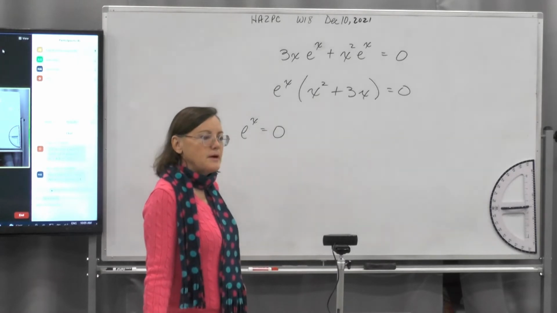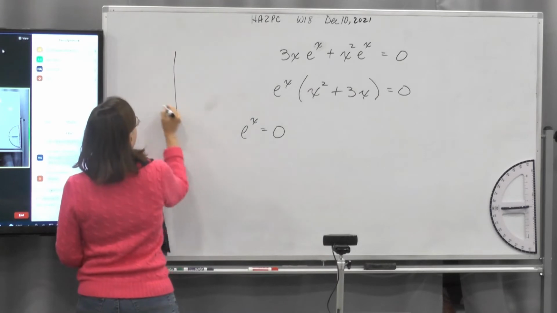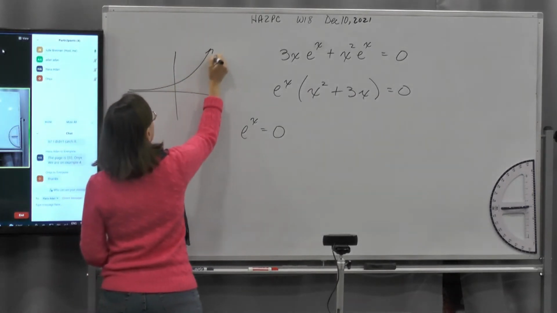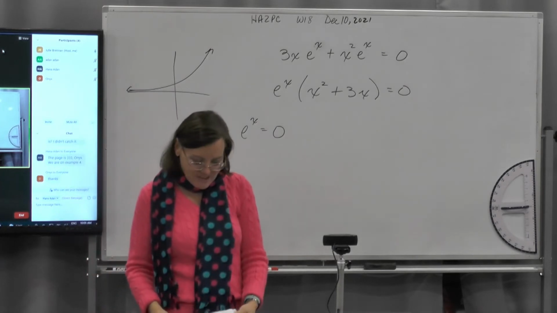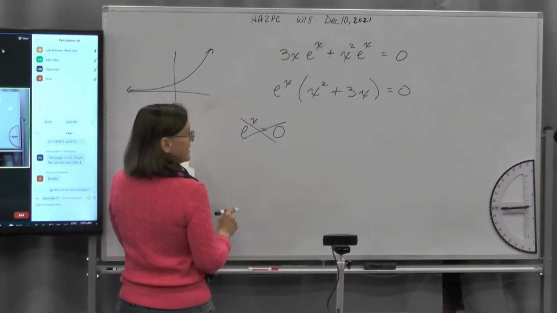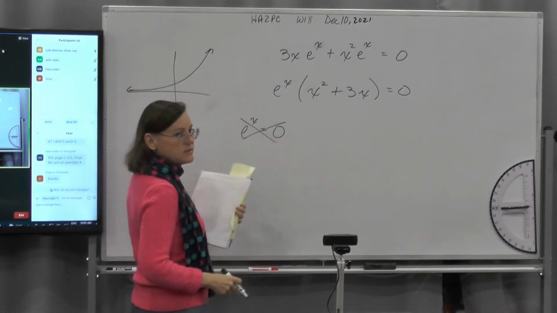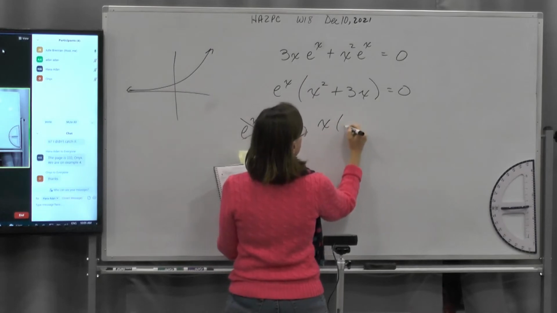Can I raise it to any power and get 0? I know what the graph looks like. Can I ever get 0? No. That's another extraneous solution. So that's taken care of. That's just gone. Now I've got a simple quadratic here. Factor this baby out.